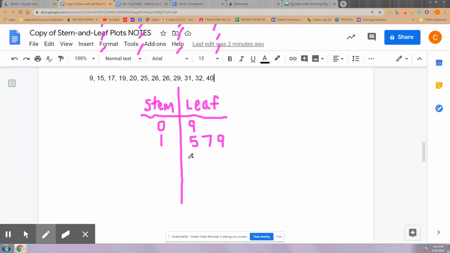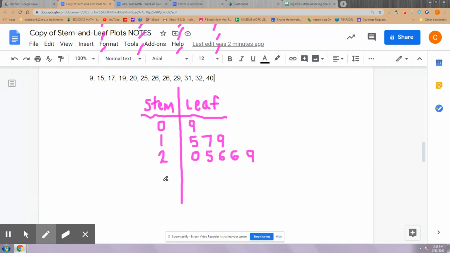Now we're going to do anything that's in the 2 row, anything that's in the 20s. Anything that's in the 20s has a stem of 2 because that's in the tens digit. And then we have a bunch of numbers that start with 2, because we have 20, we have 25, we have two 26s, and 29. So we have 5 leaves in that row.